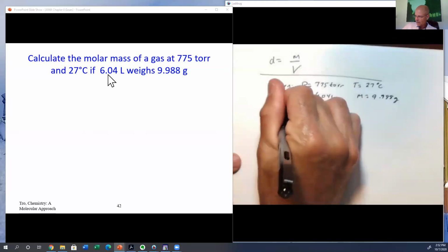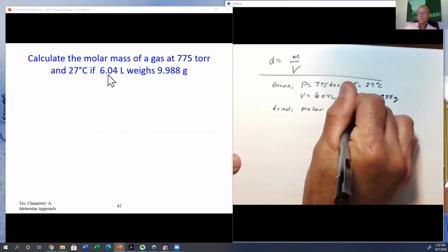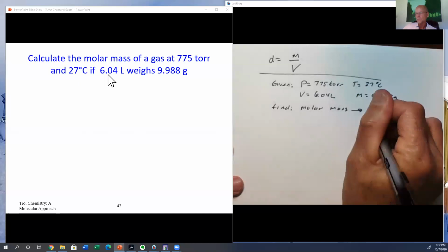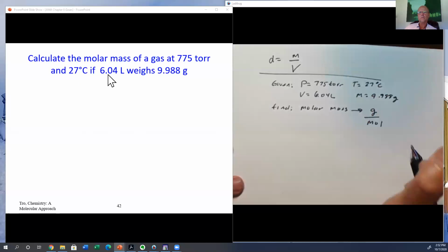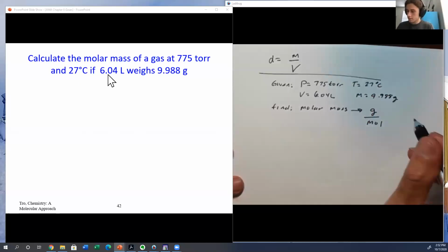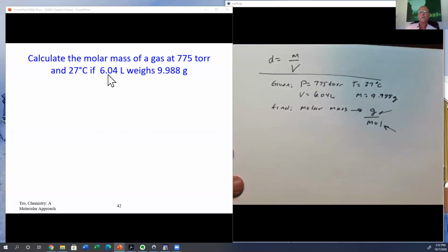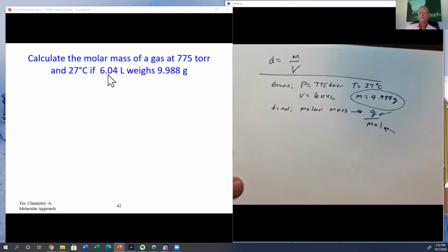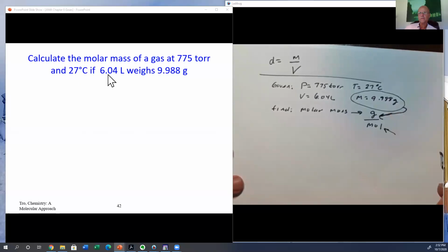We have to find the molar mass. So the first thing we should ask ourselves is, what's molar mass? What are the units of molar mass? Grams per mole. So if we can figure out the number of grams we have, and the number of moles, then we can get the molar mass. Notice, what are we given here? We're given the grams, so that's easy. There's the numerator.